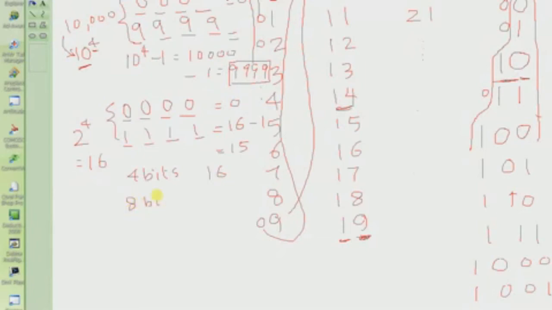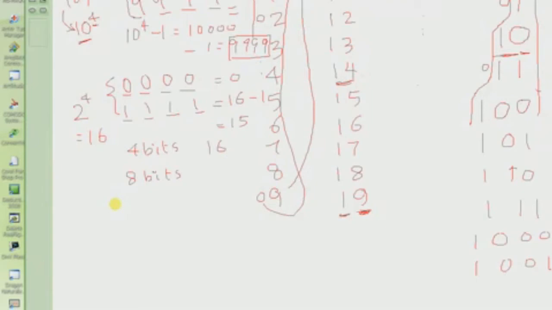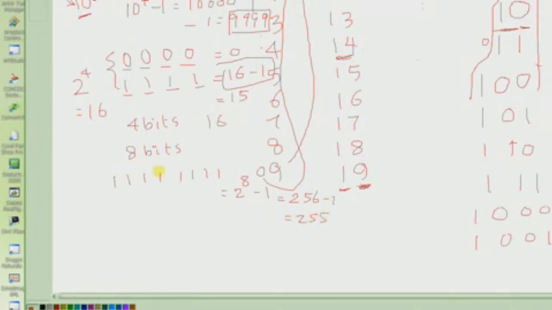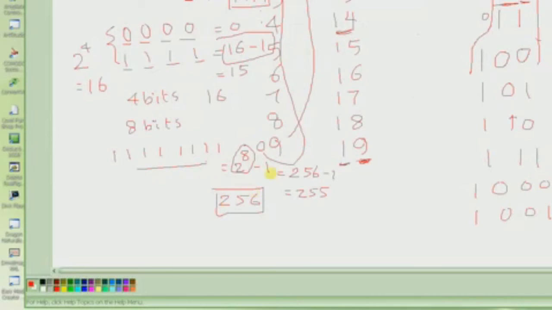If we are given 8 bits, what is the largest we could write? 1111 1111, which is basically 2 to the power 8 minus 1. The same formula as here: 2 to the power 4, which is 16, minus 1 equals 15. So this gives us 2 to the power 8, which is 256, minus 1, which gives us 255. This is the largest number that I can write. And how many total numbers? 256, starting from 0 to 255.